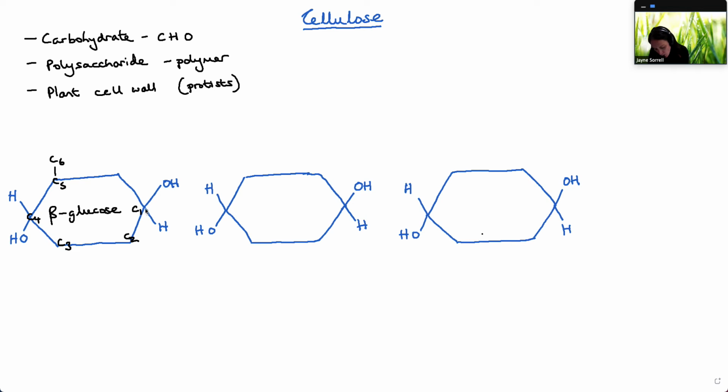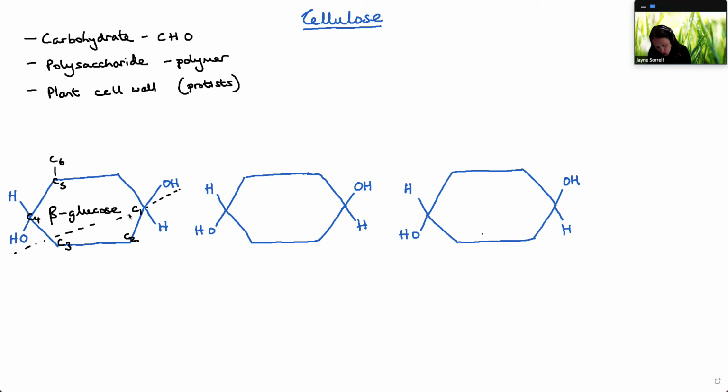Carbon 1 has an OH group that sticks up at the top, and carbon 4 has an OH group that sticks down at the bottom. So they're diagonally opposite each other like that, which is different to alpha glucose, where both OH groups are at the bottom of carbon 1 and carbon 4.